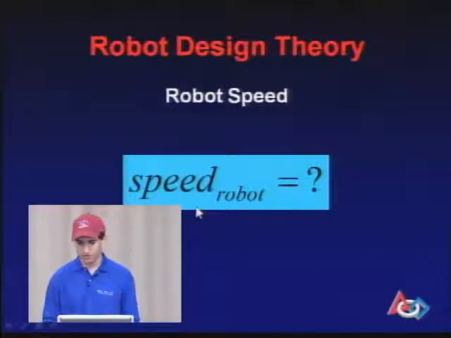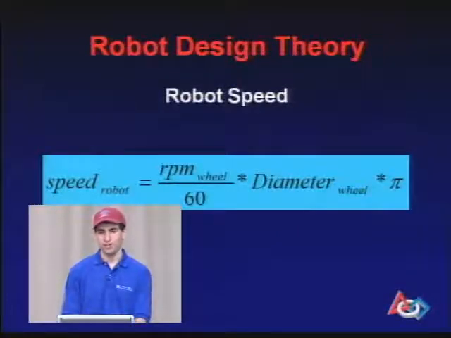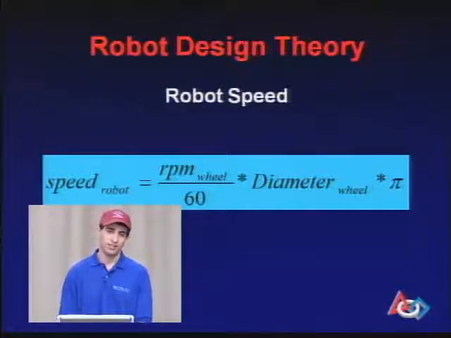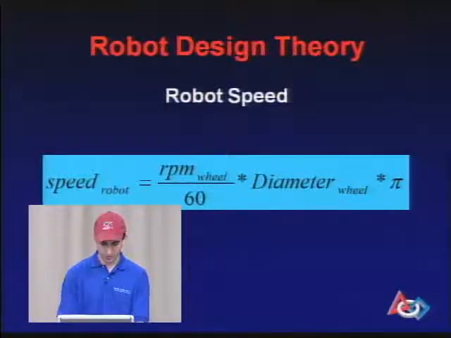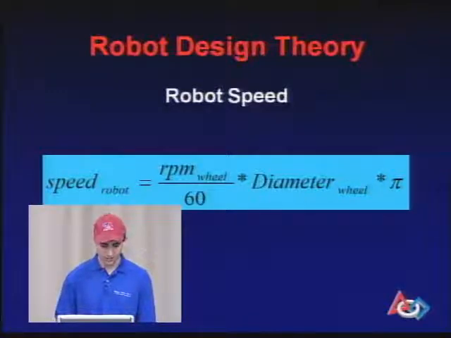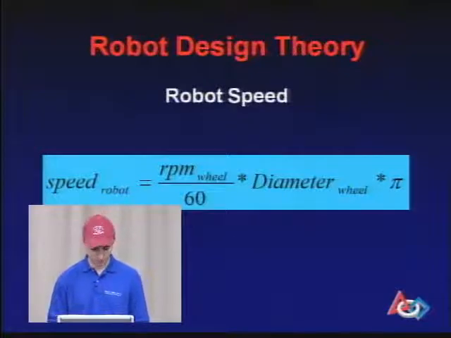So let's talk about how you use all this information now to determine the speed of your robot. Well, there's an easy equation to determine the speed of the robot. The speed is equal to the RPM, the rotational speed of the wheel, divided by 60, which gives us rotations per second from rotations per minute, times the diameter of the wheel in feet times pi, which gives us the circumference of the wheel in feet. So we end up with rotations per second times feet, which gives us feet per second.